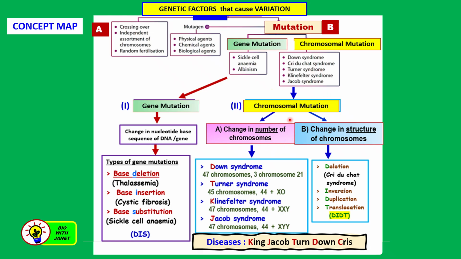So as we said, chromosome mutation has 2 types. The first type is when there's a change in the number of chromosomes, and the second type is when there's a change in the structure of chromosomes. So we will discuss Down syndrome, Turner syndrome, Klinefelter syndrome, and Jacob syndrome. And also for change in structure of chromosomes, we will discuss deletion that causes Cri-du-Chat syndrome, inversion, duplication, and translocation. All right.